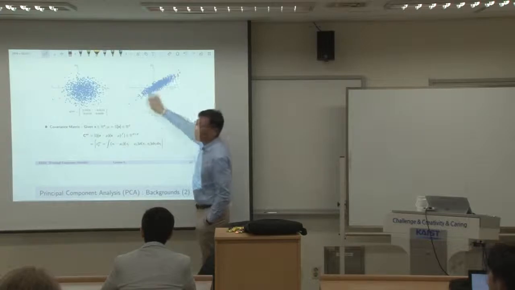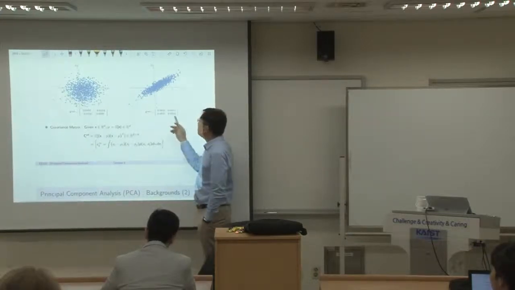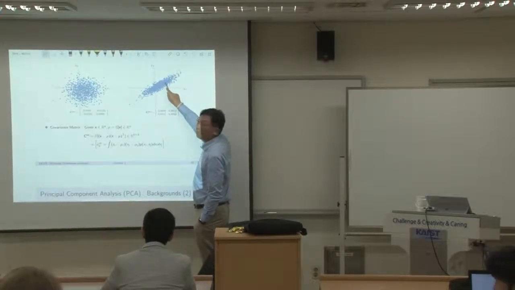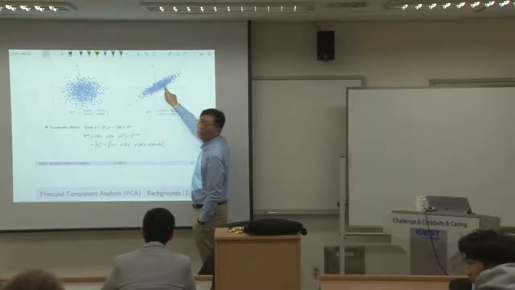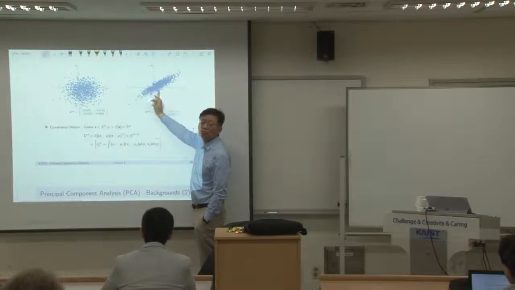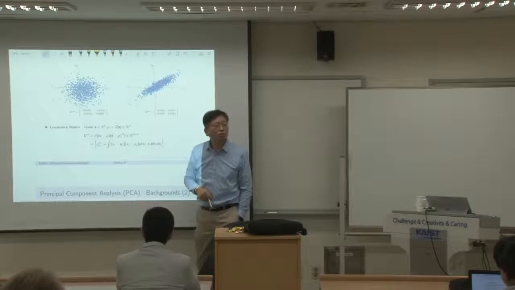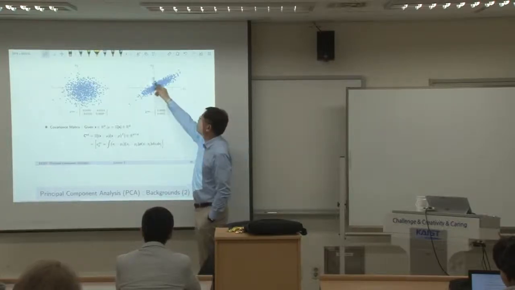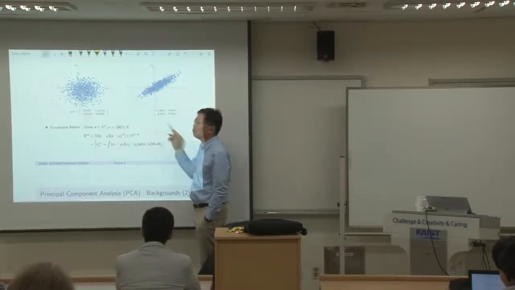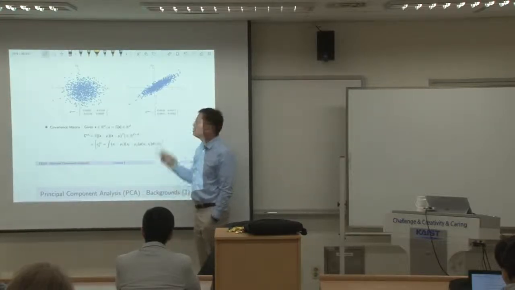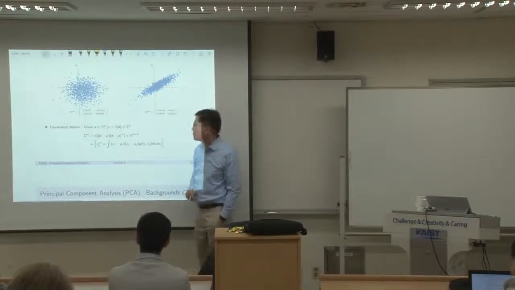What about this type of thing? You can see that there is strong correlation. If I know the value of x1, I can make a pretty good prediction of x2. X1 tells me something about x2, which means there's strong correlation between these two components. And if you look at the covariance, the off-diagonal term is very high.